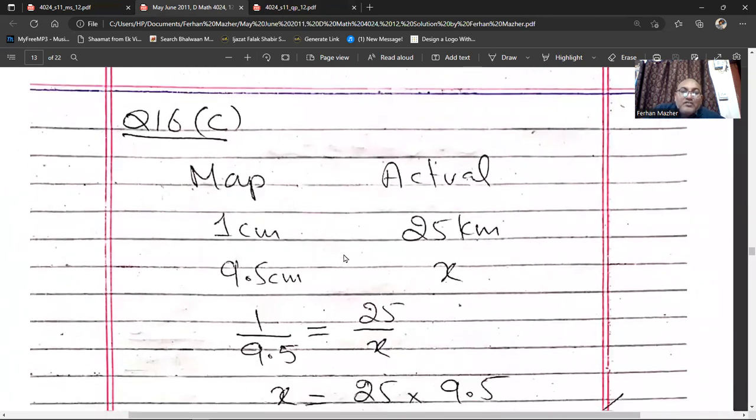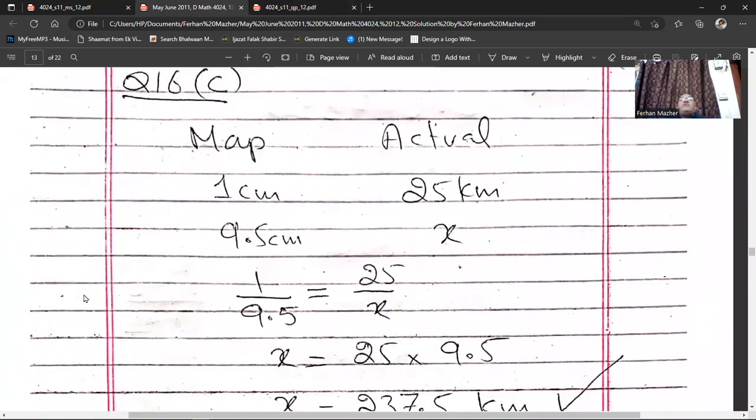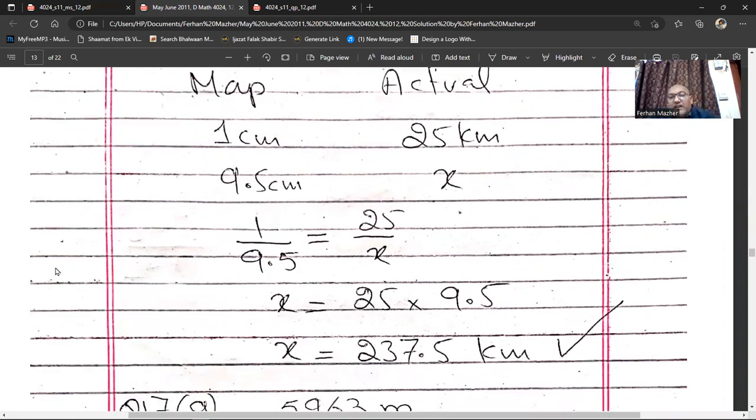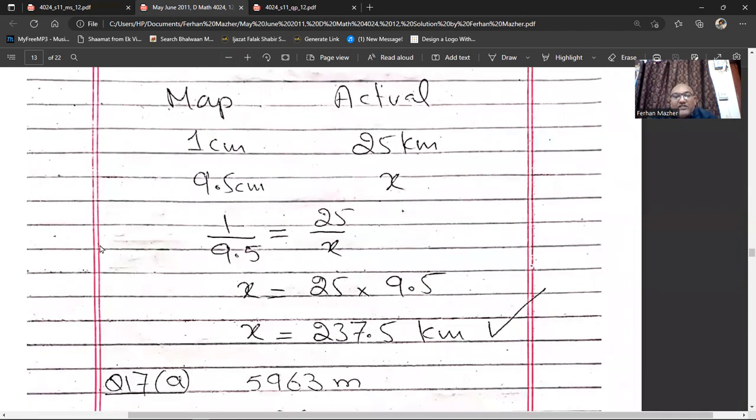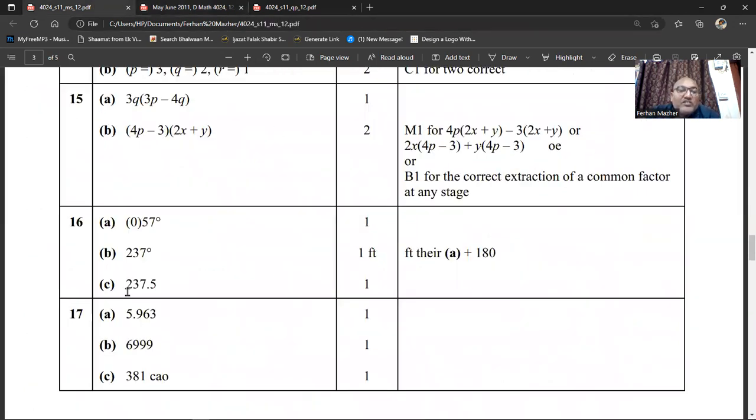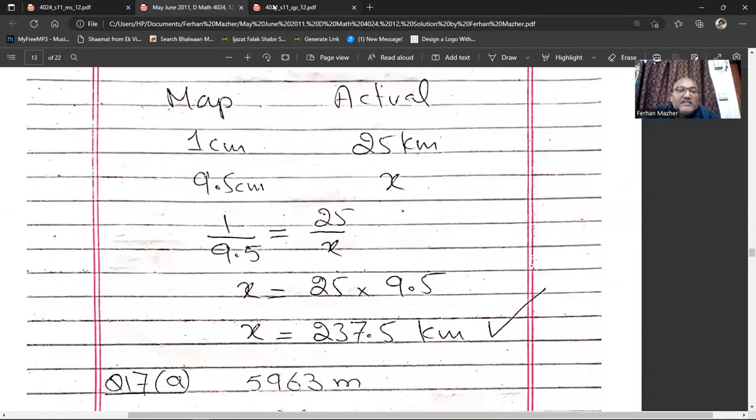So on the map, 1 centimeter is equal to 25 kilometers. That is given in the question. And when you measure the BC length, it is 9.5 centimeters. So how much will be the actual length? 1 divided by 9.5 will be equal to 25 by x. So x will be equal to 25 multiplied by 9.5. In your rough work, if you multiply 9.5 with 25, you get 237.5 kilometers. So the answer is 237.5 kilometers. 237.5 kilometers is the right answer, sir.